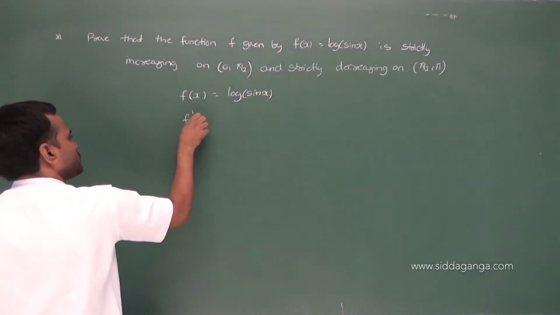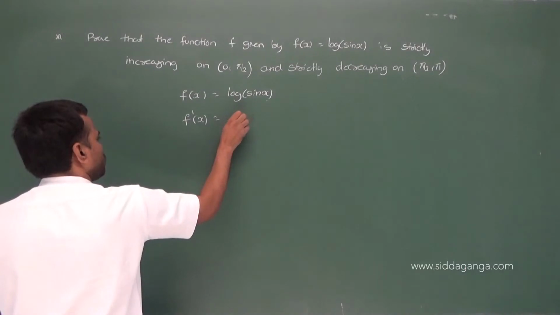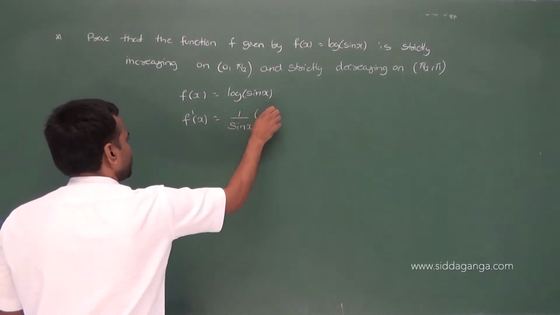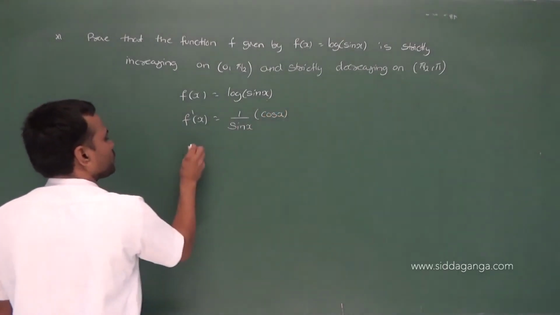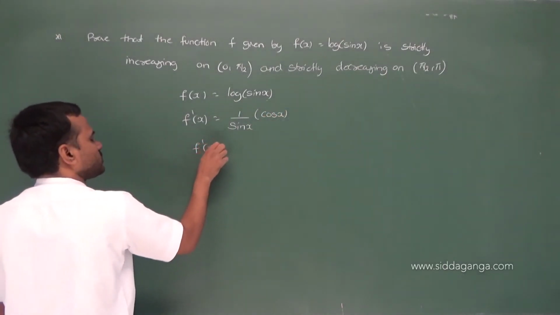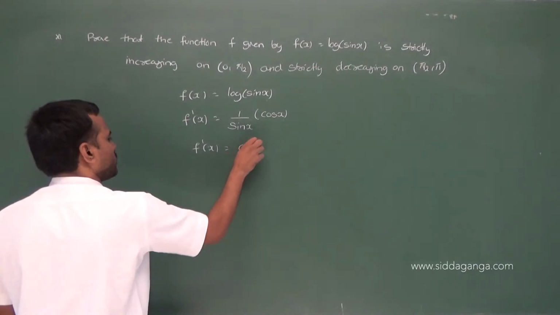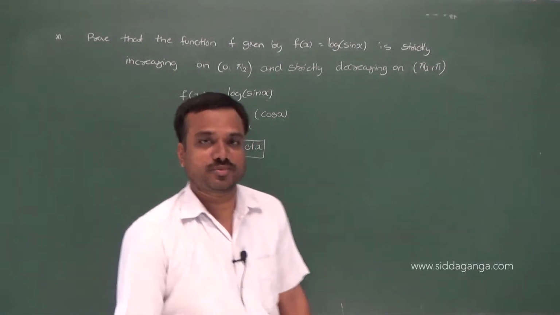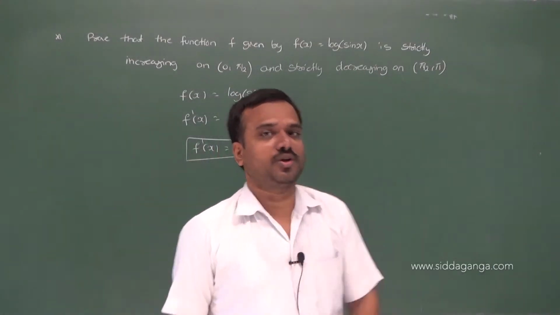F dash of x. Firstly, the derivative of log x is 1 by x, times 1 by sin x. The derivative of sin x is cos x. So F dash of x, cos by sin, is cot x. This is for 3-mark questions, very simple questions.